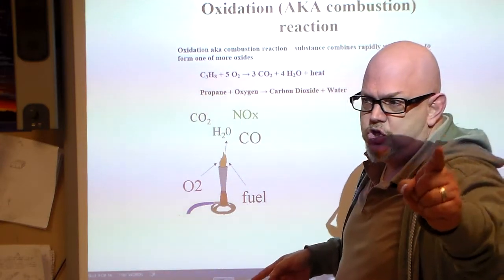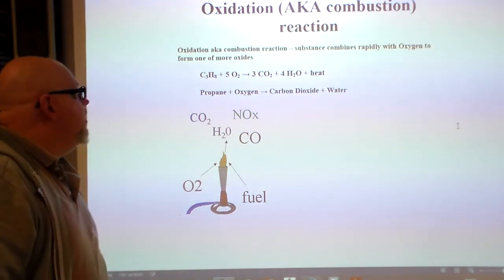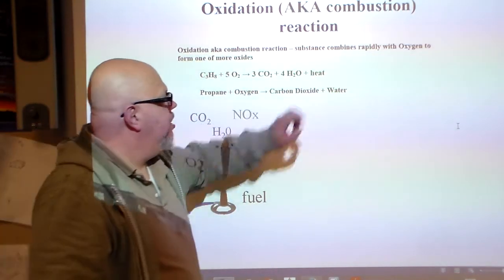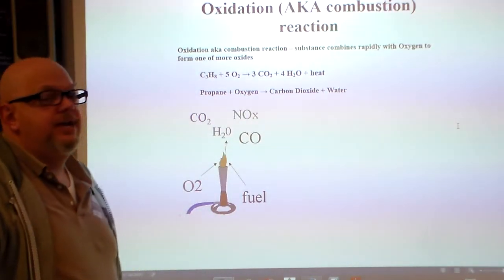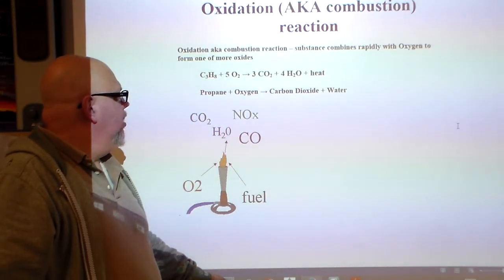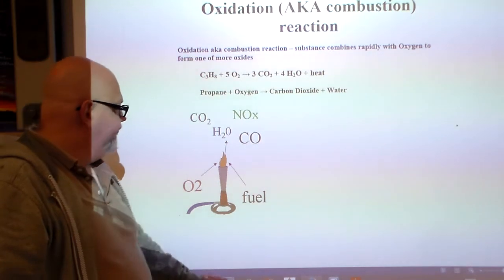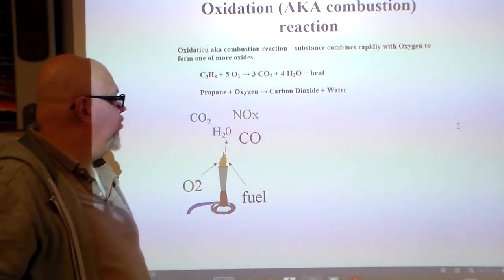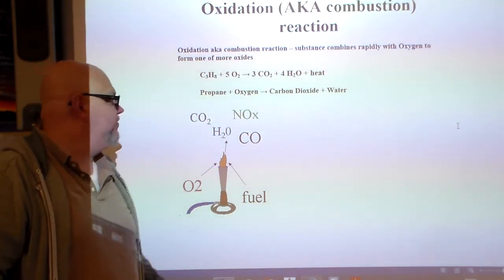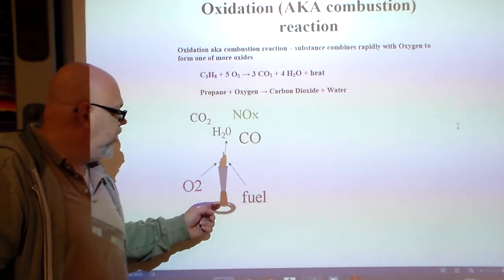That's where you get your combustion. That's where you get the fire. That's where you get the flame. And we end up getting 3CO2 plus 4H2O plus heat. A great example here is burning propane and oxygen. You get carbon dioxide and water. That is your example. And down here, here's our lab burner burning fuel.